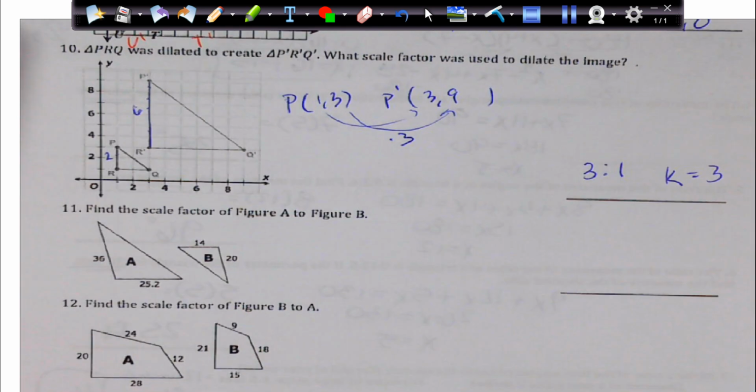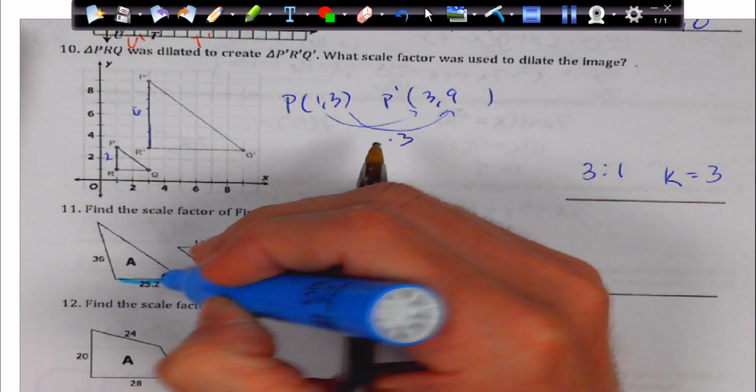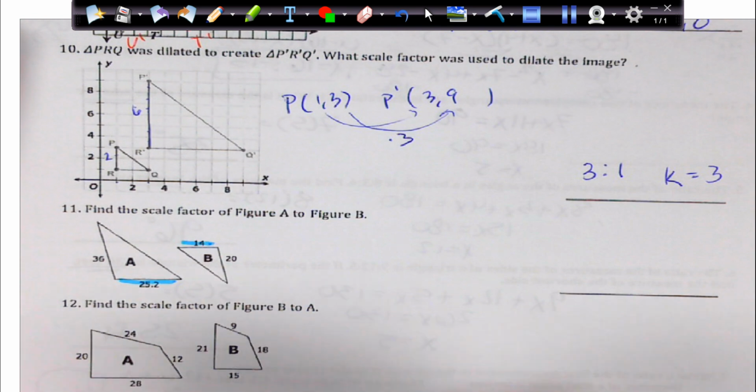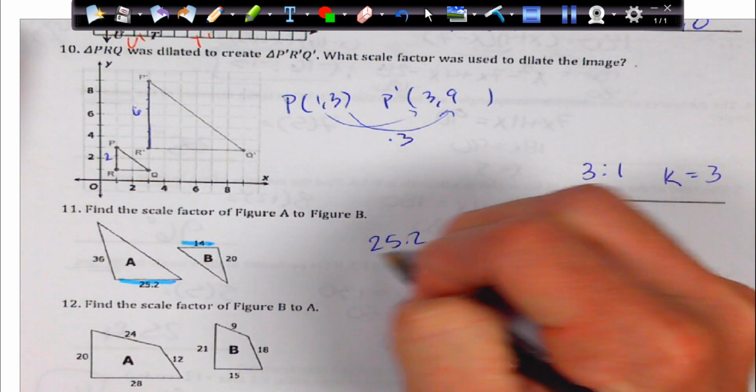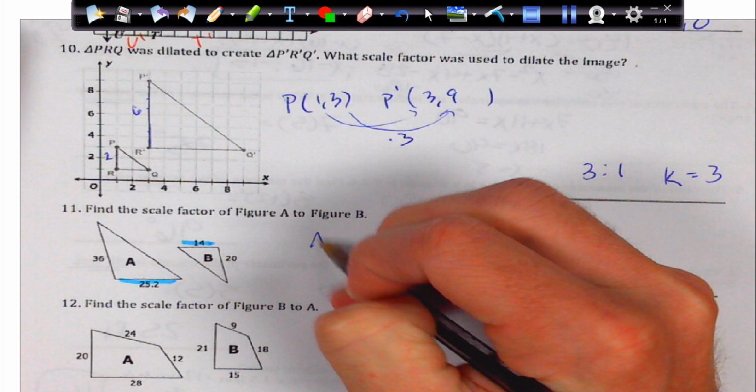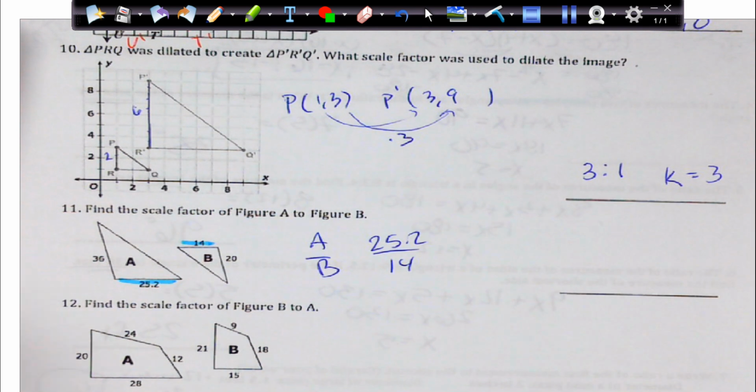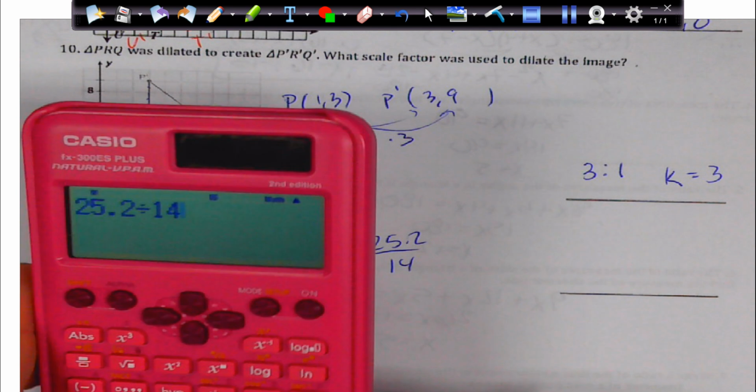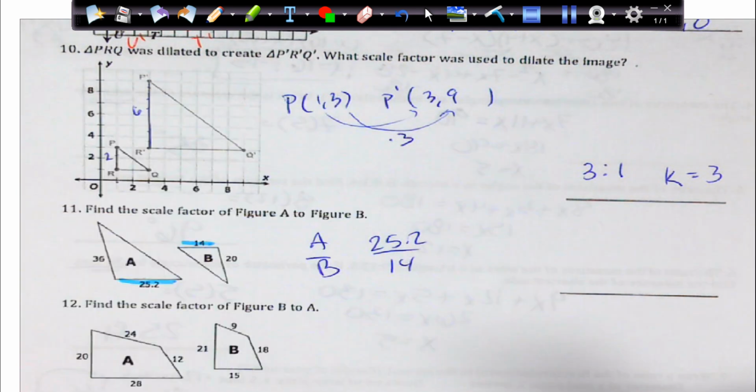Find the scale factor from A to B. So here we just have to pick one side. I'm going to go small to small. And so I just get 25.2 over 14. Remember, I'm going A to B. That's really important. I do 25.2 on top, and I just throw it in my calculator, reduce the fraction to get 9/5.